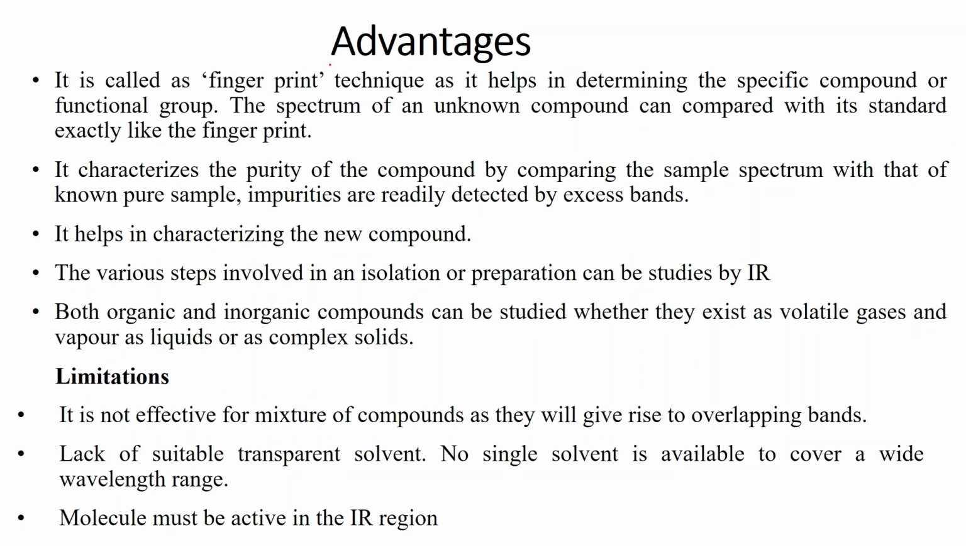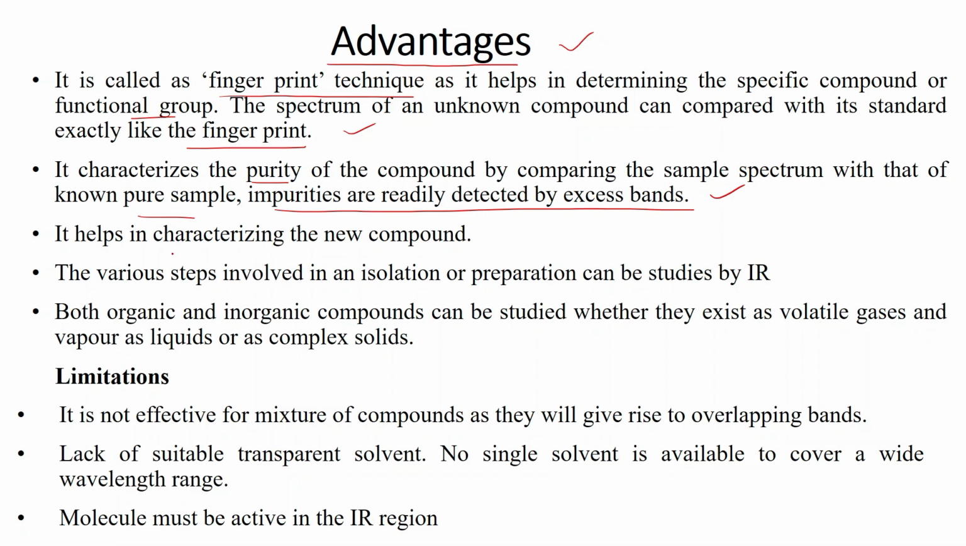Now if you see the advantages of IR spectroscopy as a whole, it is a fingerprint technique. The fingerprint region can be used as a fingerprint technique and helps in determining the specific compound or functional group. The spectrum of an unknown compound can be compared with the standard exactly like a fingerprint, that we can match with the library and we will be able to know which compound it is, what the sample is. It also characterizes the purity of a compound by comparing the sample spectrum with that of the pure sample, and impurities are readily detected with the extra bands. So the purity of the compound can also be determined. If impurities are there, then obviously extra bands will be there in the spectrum.